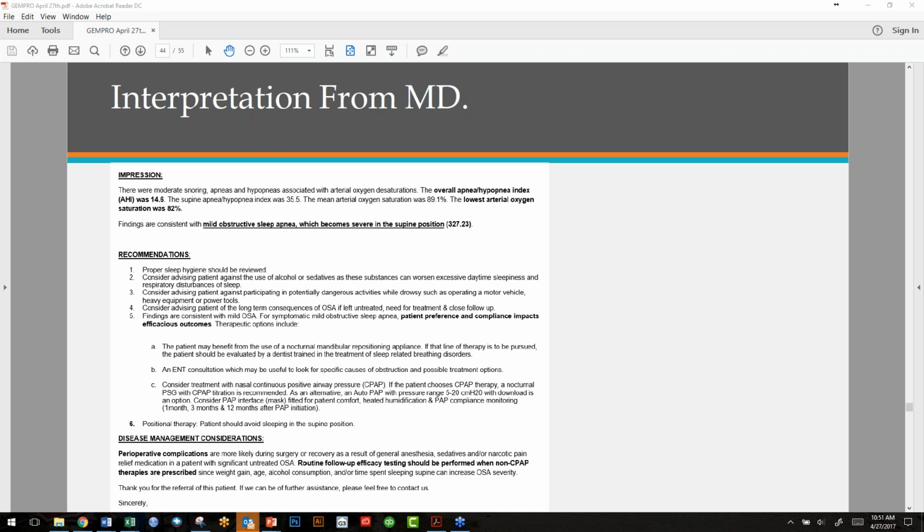And then the second requirement for an interpretation is treatment recommendations listed in the order in which they're recommended. So there's always going to be an A, B, and C. A is the first thing that you'll recommend, and this one says the patient may benefit from the use of a nocturnal mandibular repositioning appliance.